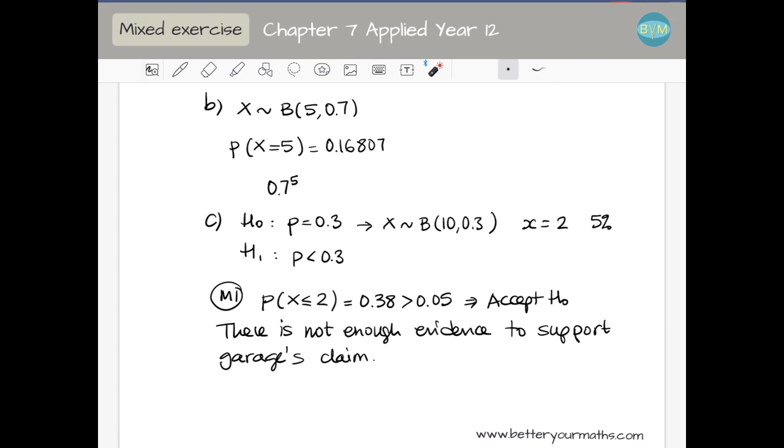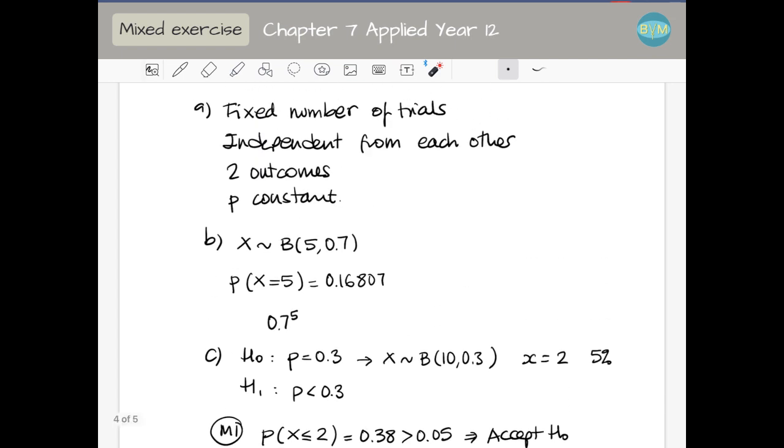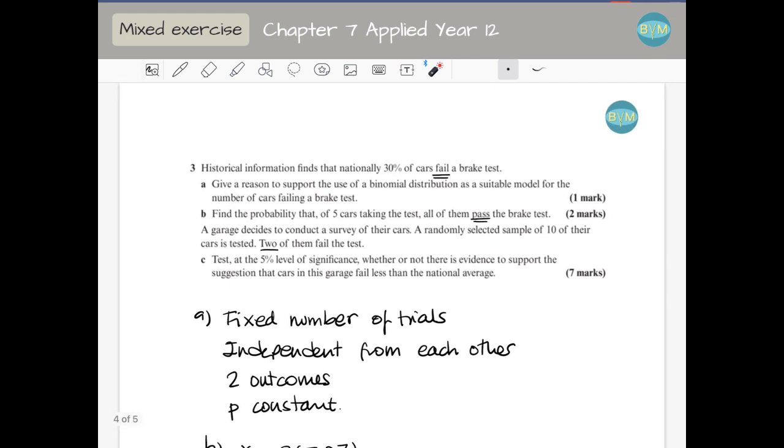There is not enough evidence, because we would need that no cars fail the test to say that this garage is better than everyone else. That's all with this question.